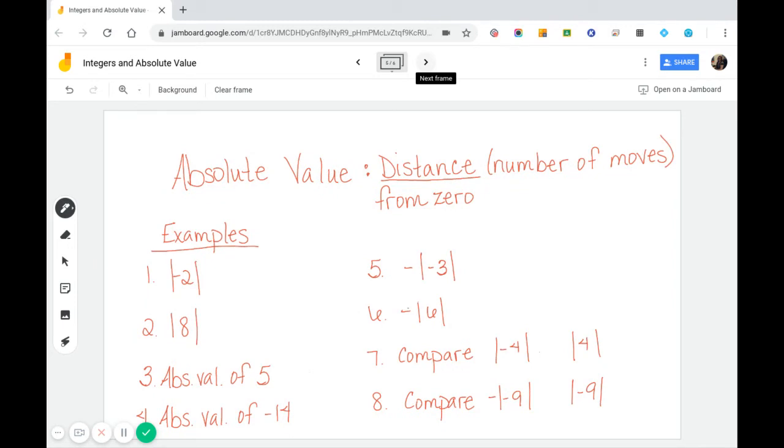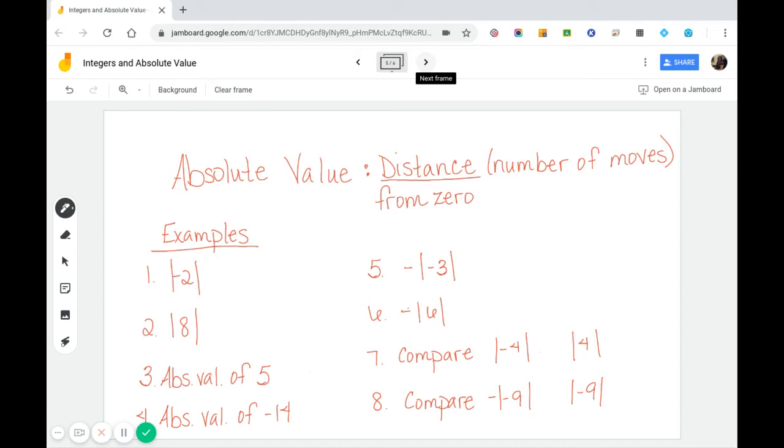Absolute value sounds a lot more intimidating than it actually is. Absolute value is just distance. It's just really asking you how many moves does it take to get to that number if you start at 0. Because it's distance, your answer is going to be positive. The only time you ever have a negative distance is if you're talking about elevation below sea level. This has nothing to do with sea level.